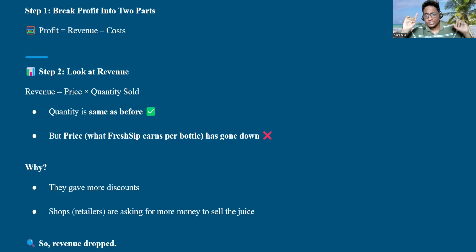As a management consultant, we will be finding insights, right? Second one is shop retailers are asking for more money to sell the juice. So basically, shop retailers, in order to sell the product to your customers, you cannot directly sell to them, right?